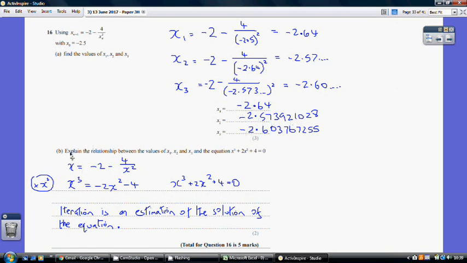Now, part B, it says explain the relationship between the values of x1, x2, x3 and the equation given. So what I have to do is rearrange this. If I set both of these as being x, and then multiply through by x squared, I get x cubed equals minus 2x minus 4. Add 2x squared and add 4 to both sides, and I end up with this equation here. So what I can then conclude is that this iteration up here is an estimation of the solution of this equation.